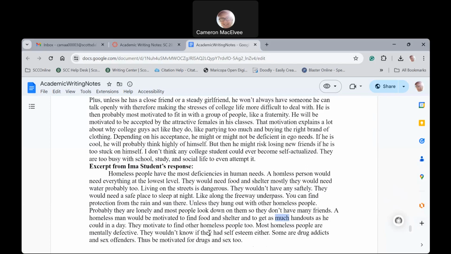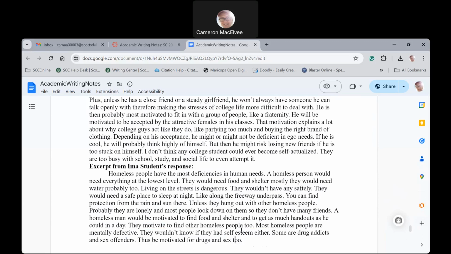They motivate to find other homeless people too. That is incoherent. Most homeless people are mentally defective. That's kind of a weird statement. They wouldn't know if they had self-esteem either. So we have a contraction, and a spelling error because it's missing the hyphen. Some are drug addicts and sex offenders. That's a weird statement too. Thus be motivated for drugs and sex too. Incomplete sentence and lack of a comma.